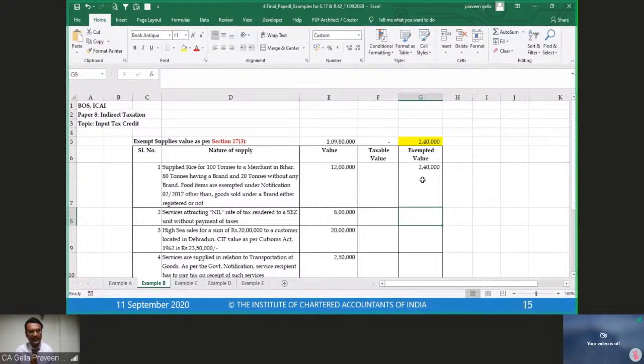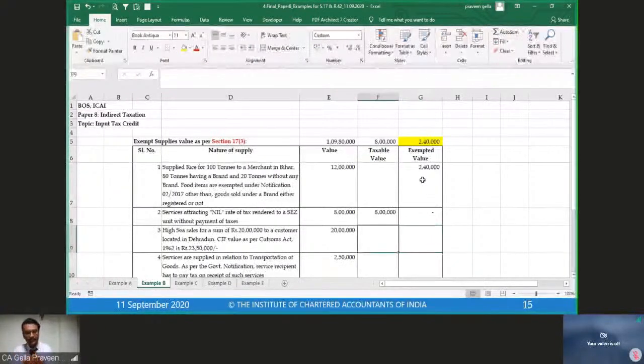...of a tax rendered to SEZ without payment of taxes. As we have understood, any services which are rendered to SEZ, section 16 clearly says that though it is exempt supply, input tax shall not be restricted. So the entire 8 lakhs will be called a taxable supply. For example number 2, taxable value is the entire 8 lakhs and exempt value is 0.